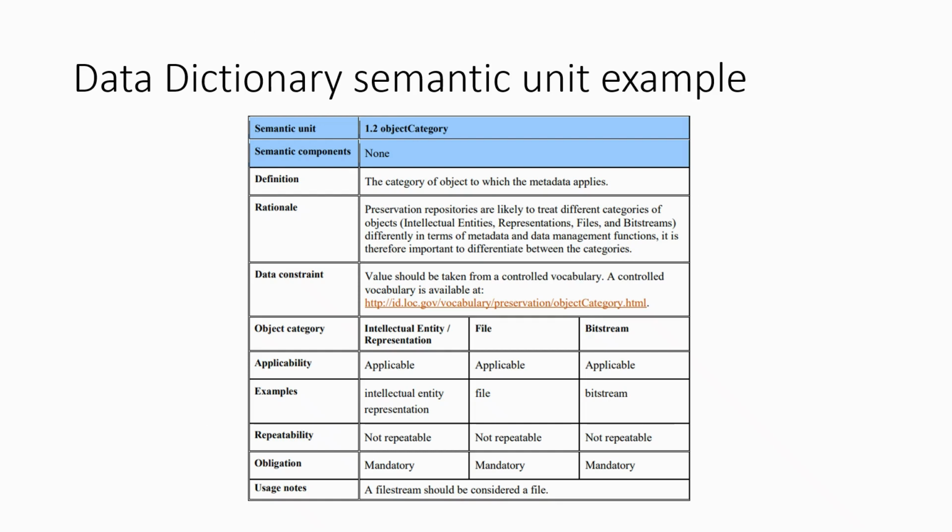Here is an example of an entry in the data dictionary. The name of the semantic unit appears at the top, and semantic components are listed beneath that. Other attributes included are definition, rationale, data constraint, which often refers to a controlled vocabulary, object category, applicability, examples, repeatability, obligation, creation or maintenance notes, and usage notes. You'll notice that if an object category is designated, the information underneath it applies to the object selected. You will not find all attribute options under all entities in the data dictionary. They are used as needed.